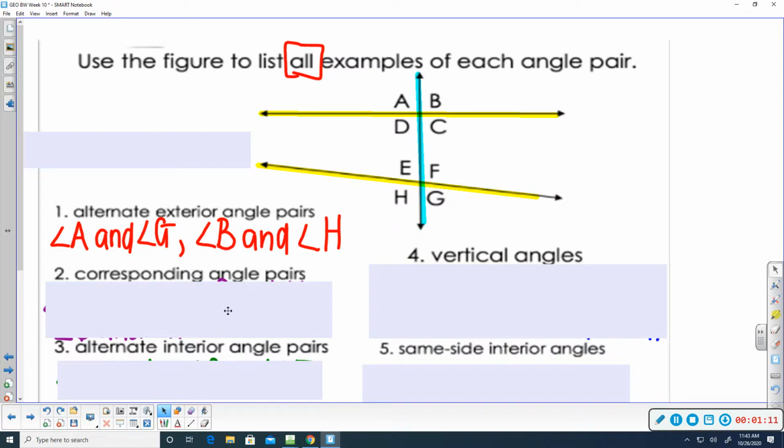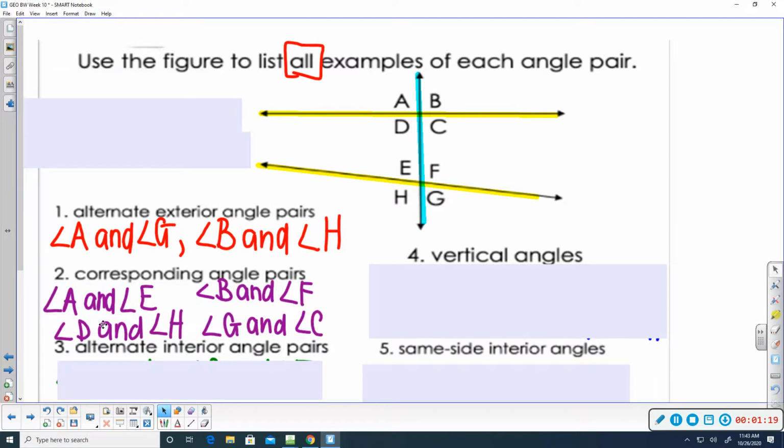Number two, corresponding angle pairs. Remember, corresponding angles are on the same side of the transversal and in the same spot. So some examples, we have a lot here. We would have angle A and angle E. They're on the same side of the transversal, and they're both above their respective yellow line. Angle B and angle F, again, on the same side of the transversal and above their respective yellow line.